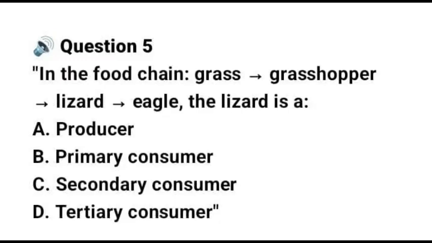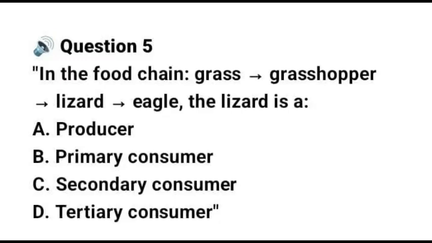Question 5. In the food chain, grass, grasshopper, lizard, eagle. The lizard is a dash. In the food chain, grass to grasshopper, grasshopper to lizard, lizard to eagle. The question says the lizard is a dash. A, producer. B, primary consumer. C, secondary consumer. And D, tertiary consumer. Now let's explain. The grass is the producer.